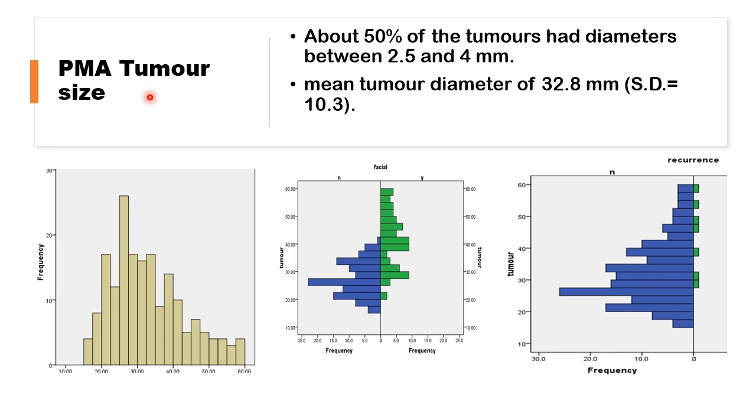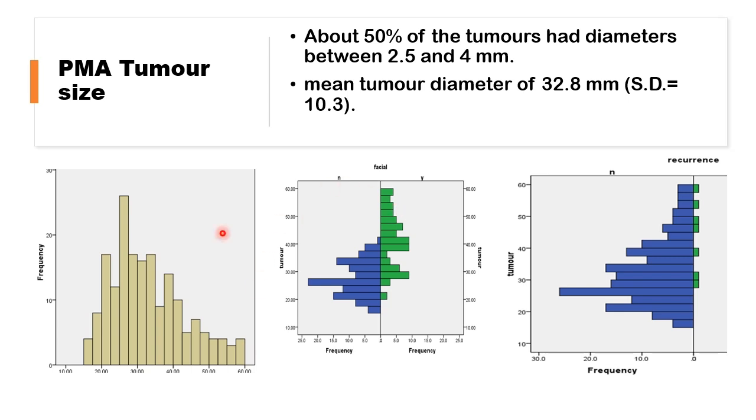Some more key evidence, this time related to the size of the tumor. We know from cumulative data on tumor size that the average pleomorphic adenoma would be around 3 centimeters. Some of them could be much larger, of course.